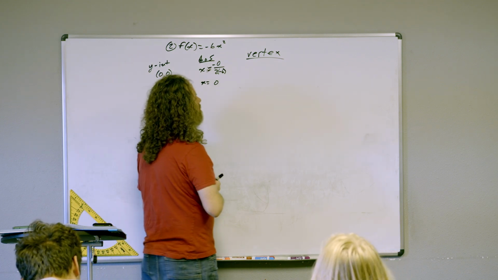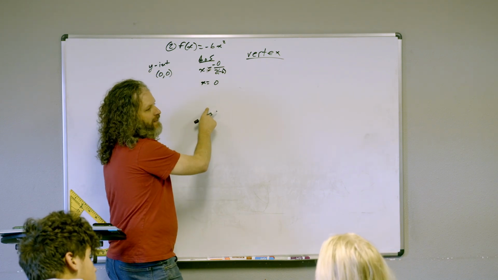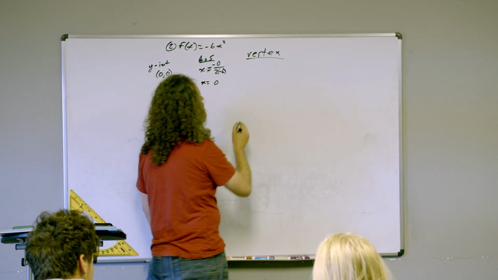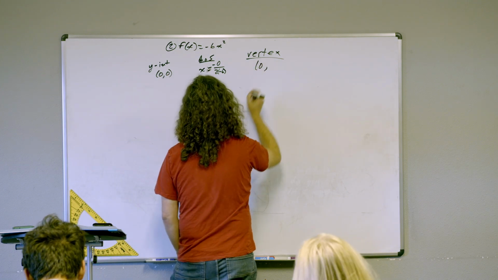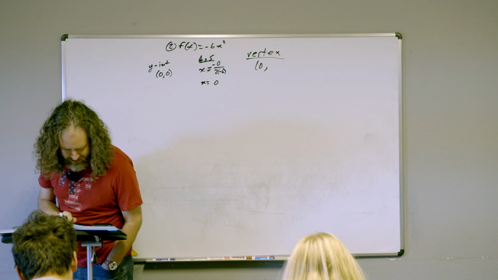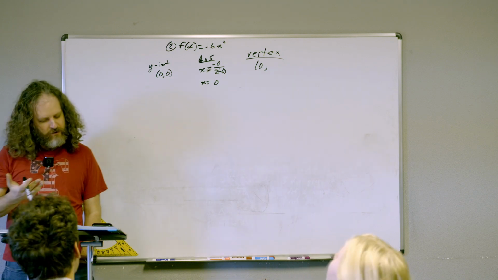So why do we know it's 0? Just because this is how to find the x part of the vertex. So 0, and then does it ask for the rest of the vertex? It just asks for the x. Oh, table of values that includes the vertex.